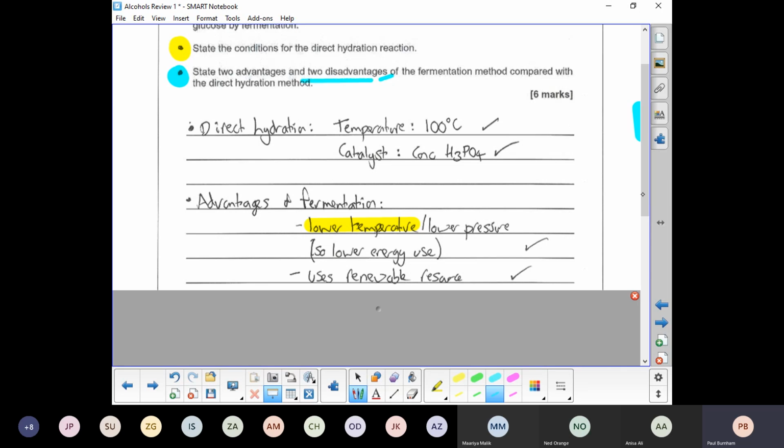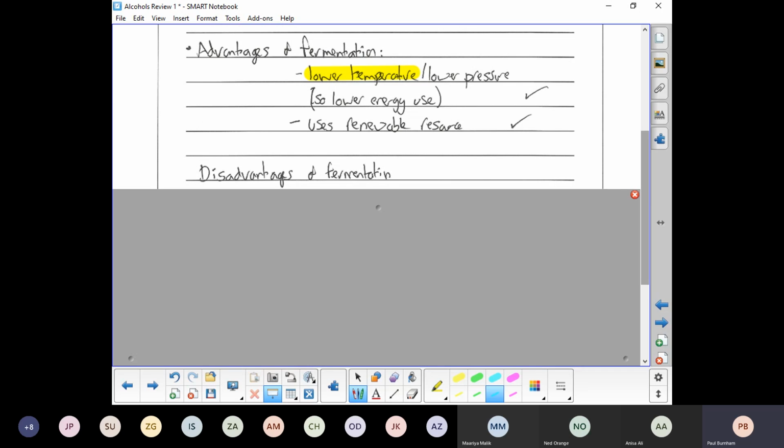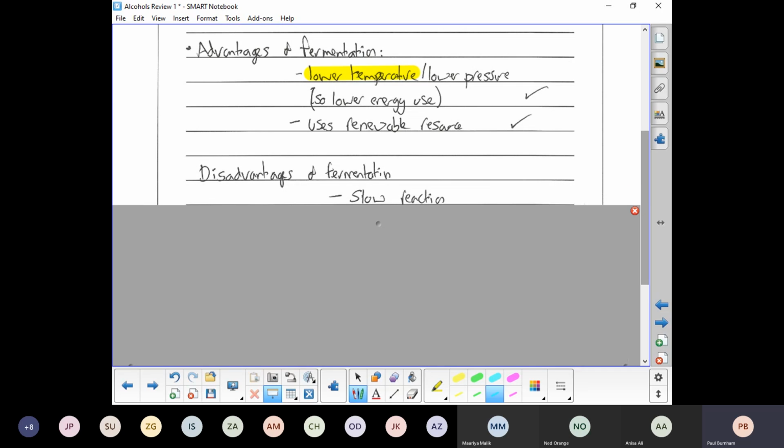Now, with these disadvantages, I've got a few that I could choose from, and I've picked as the top 2 the ones that I think are the most chemically relevant, because fermentation is a lot slower as a reaction compared to hydration. Hydration at a high temperature and often a high pressure is going to be a fast reaction, and I can get my ethanol quickly. And this question, of course, is focused on the synthesis of ethanol. In this particular case, fermentation would give me a slower production rate, and that isn't necessarily a good thing.